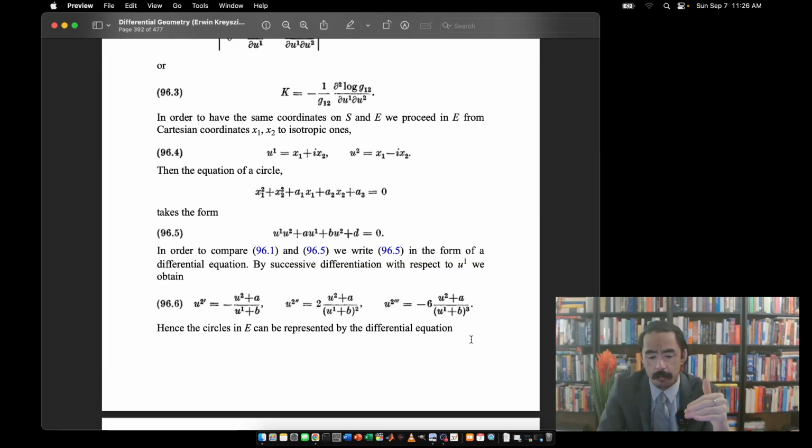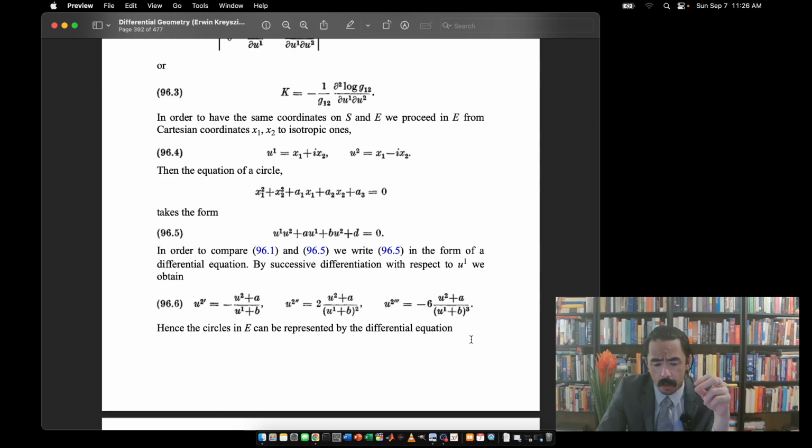In order to have the same coordinates on S and our plane capital E, we proceed in the plane capital E from Cartesian coordinates x1 and x2 to isotropic ones, namely u1 equal to x1 plus i x2 and u2 equal to x1 minus i x2, where i of course is the imaginary unit equal to the square root of -1. Then the equation of a circle, x1 squared plus x2 squared plus a1 times x1 plus a2 times x2 plus a3 equal to 0, takes the form u1 times u2 plus a times u1 plus b times u2 plus d equals 0.